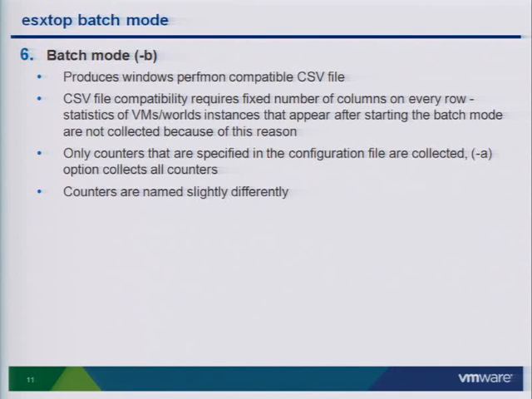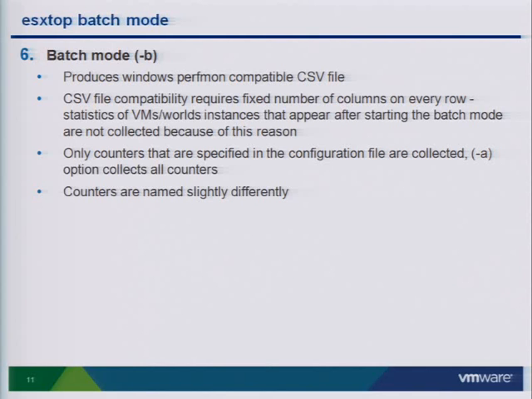Okay, the other point is batch mode. ESXTOP has this mode called batch mode where you can collect your statistics in a CSV file format, and then you can do post-processing of this batch mode data. Now, batch mode has an interesting property. ESXTOP produces a CSV file which is compatible with the Windows perfmon utility. I don't know how many of you are familiar with Windows perfmon, but it is a program which can give you statistics about your Windows system. It can show live statistics, or it can also show statistics from a CSV file.